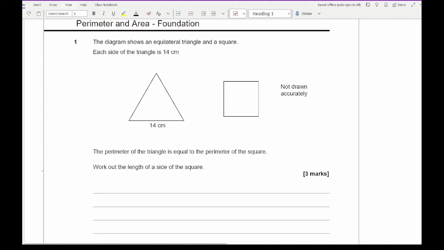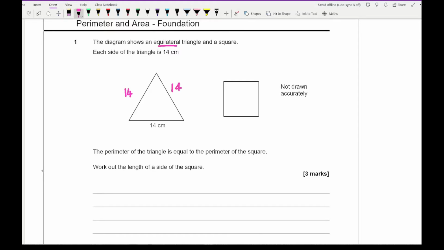So let's first of all work out what the perimeter of the triangle is going to be. Now, as it's an equilateral triangle, that means that all the sides are going to be 14. So if this base is 14, then the other two sides are going to be 14. So working out the perimeter, that's 14 plus 14 plus 14, which gives me an answer of 42 centimeters. So from this, what we then know is that the perimeter of the square is also going to be 42 centimeters.